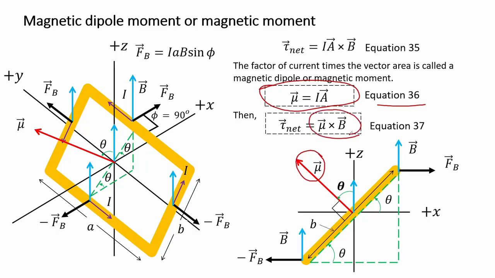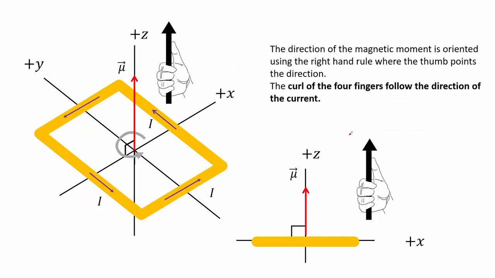Since there are two faces for the area, we use the right-hand rule to point the direction of the magnetic moment. The direction of the magnetic moment is oriented using the right-hand rule, where the thumb points the direction. The curl of the four fingers follows the direction of the current.